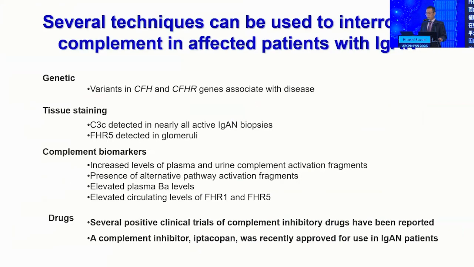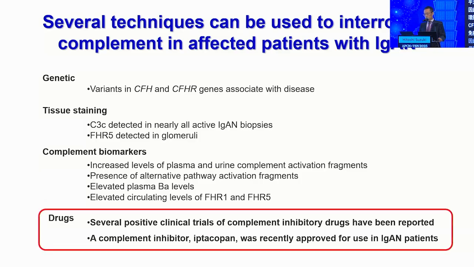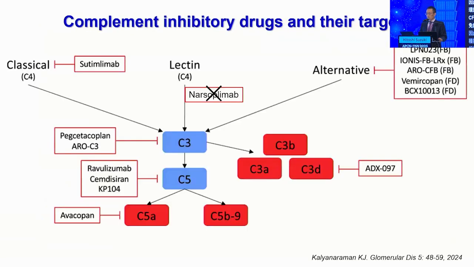So several techniques can be used to interrogate complement in affected patients with IgA nephropathy. I already explained about the genetics, the tissue staining, and the complement biomarker. Next, I would like to introduce some drugs. Several positive clinical trials of complement inhibitory drugs have been reported. This slide shows the complement inhibitory drugs and their targets in the lectin pathway, alternative pathway, and also the terminal pathway of the complement system.